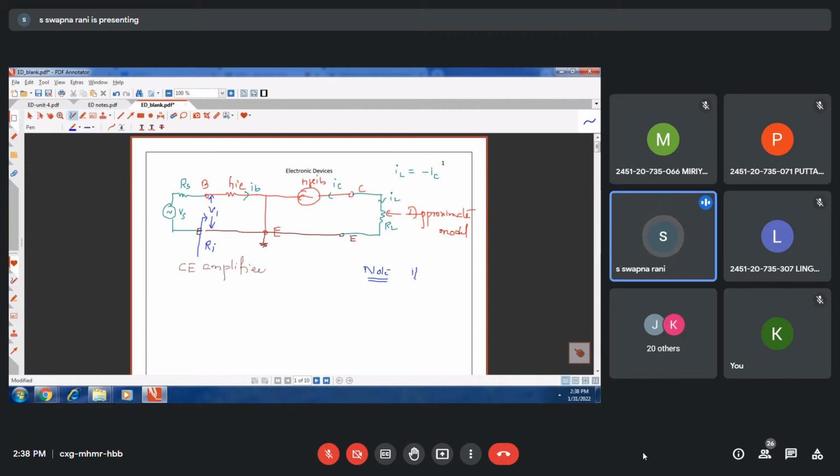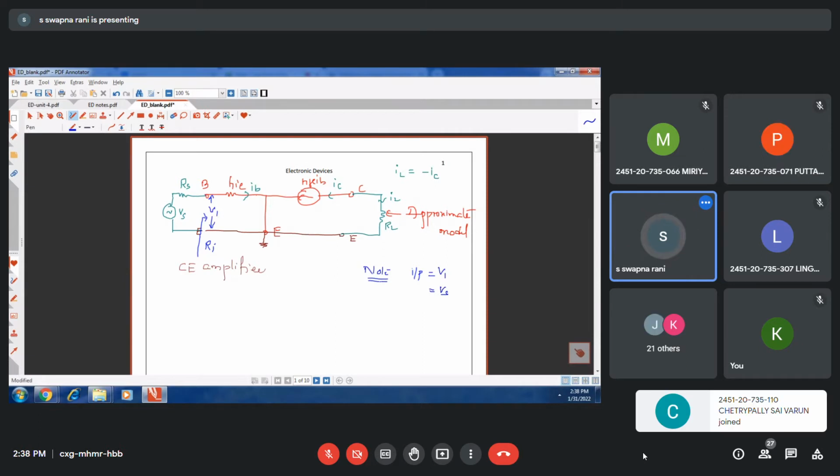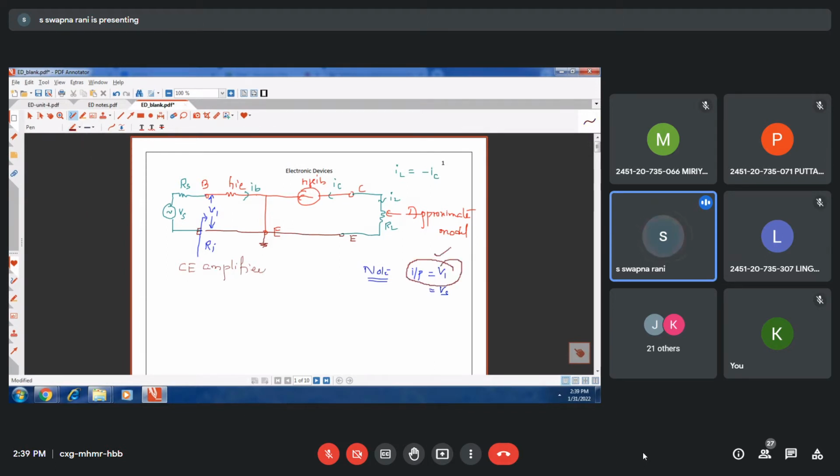you can take the input voltage as V1 or Vs, but in the analysis, if you see the problems given in the textbook, mostly they will take the input voltage as V1 only. Why not Vs? Because you are going to get the derivations in a simpler way without much complications. You will get the derivations easily. That is why the input voltage is taken as V1. There is no other reason behind taking the input voltage as V1 instead of Vs.